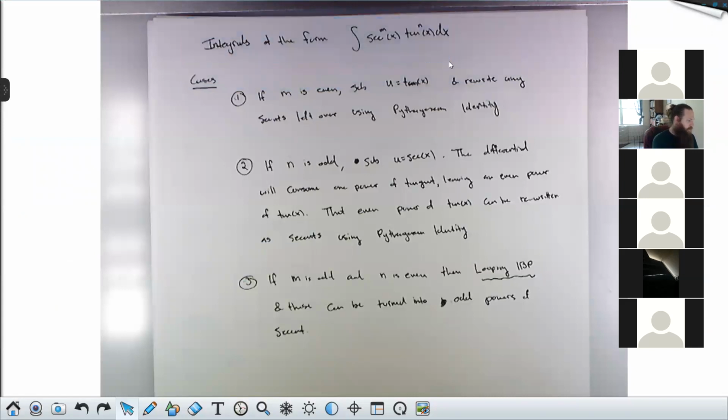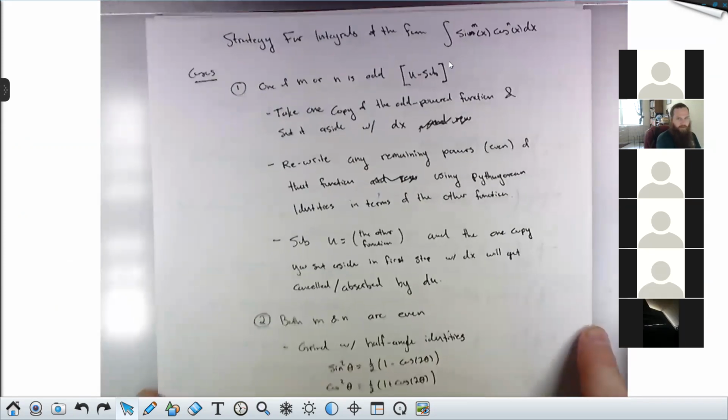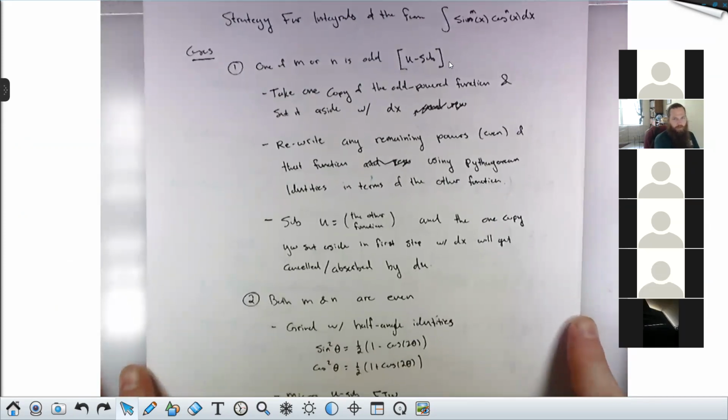I did see in chat, we wanted to go back to the strategy page for the sine cosine integrals. So let me do that for just a second. This is all in your textbook. In fact, they get more granular about it than I do here.